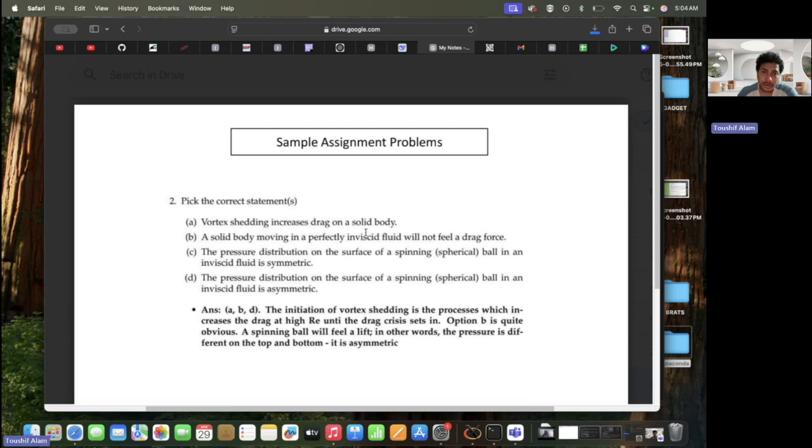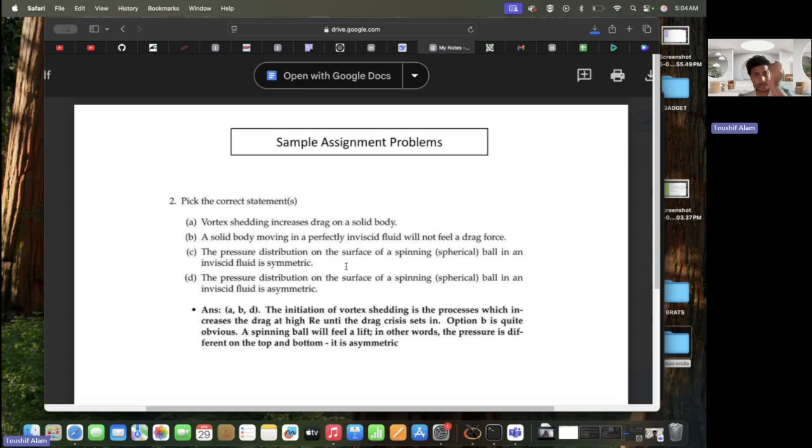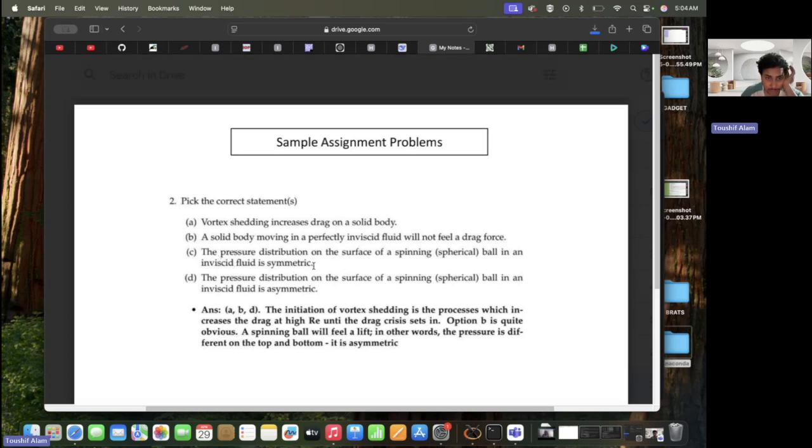Next question is: pick the correct statement. Vortex shedding increases drag on a solid body. A solid body moving in a perfectly inviscid fluid will not feel a drag force. The pressure distribution on the surface of a spinning spherical ball in an inviscid fluid is asymmetric. The pressure distribution on the surface of a spinning ball in an inviscid fluid is symmetric. So option D is wrong because this is asymmetric, right?